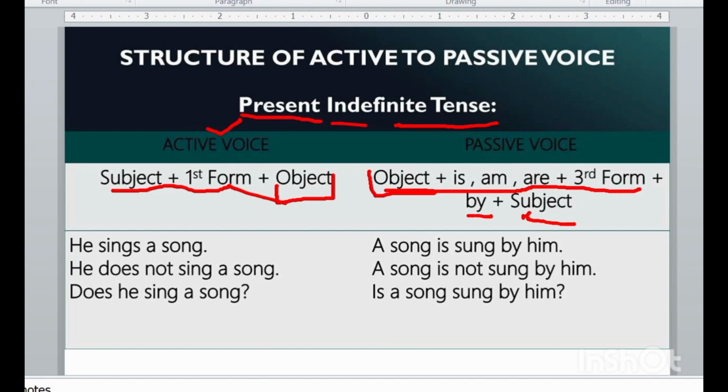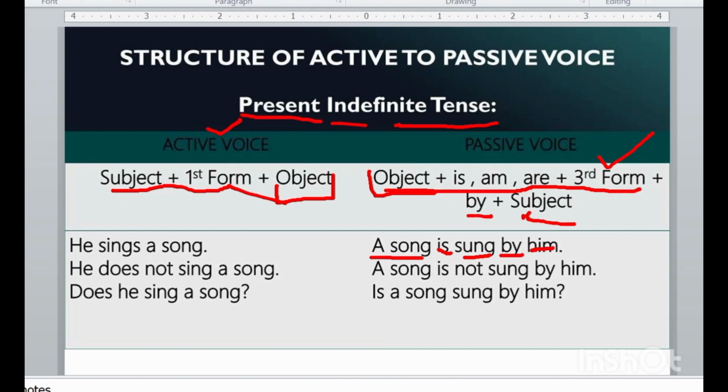So here are some examples. He sings a song. He is the subject, sings is the verb, and a song is the object. In the passive, a song is used as the subject, and we use is as a helping verb, and the third form of verb is used, as we said in the structure. By is in the structure, and we use him; here he is changed into him.